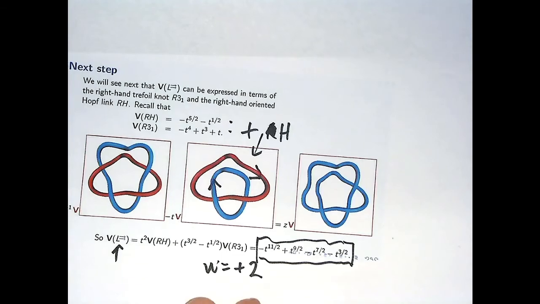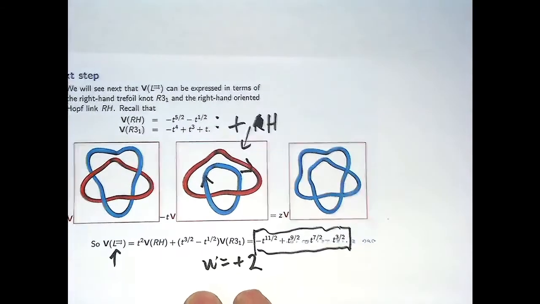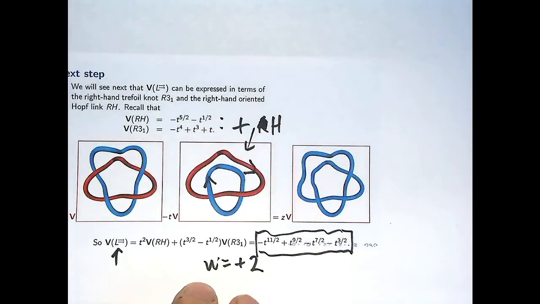So for this link here, if you change one orientation, you actually get t to the 9 over 2 and not t to the 11 over 2 at the start. So it will change dramatically. So if it's a link, you must be given the orientation. If it's not, you can choose it.